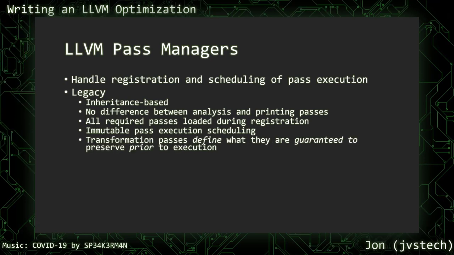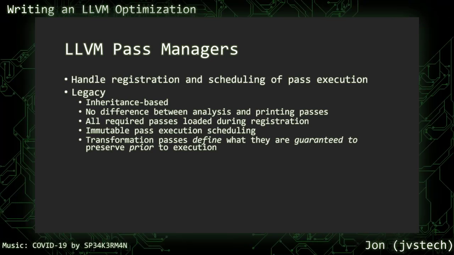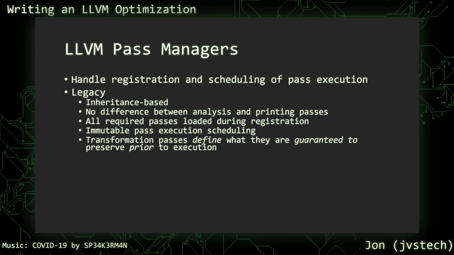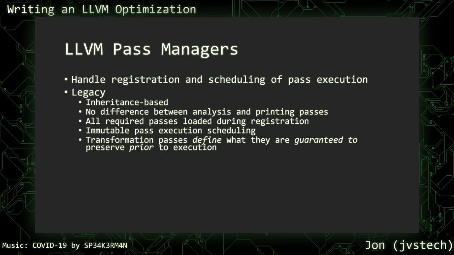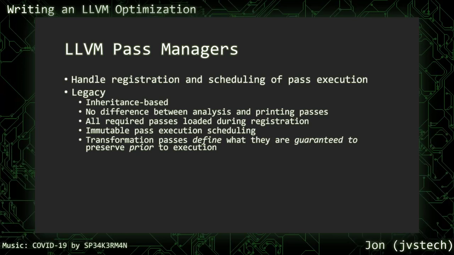Transformation passes tell the pass manager what they preserve by providing a public member function called getAnalysisUsage. This function sets the scope of what parts of a module are guaranteed not to be modified by its transformation, such as control flow graphs, for example, and this function is called by the pass manager prior to the actual execution of the pass itself. This means there is no way for a transformation to tell the pass manager it actually preserved more IR if it determined it didn't really need to do as much modification.